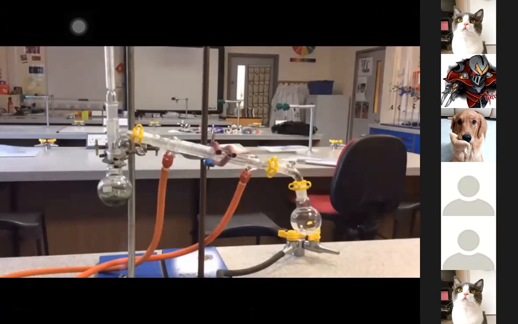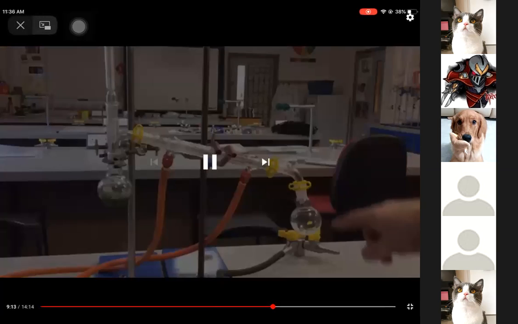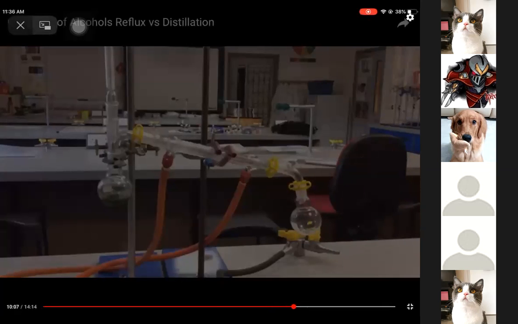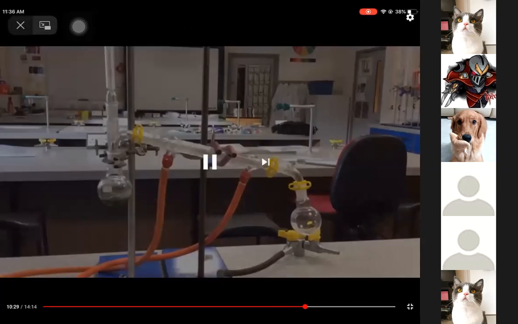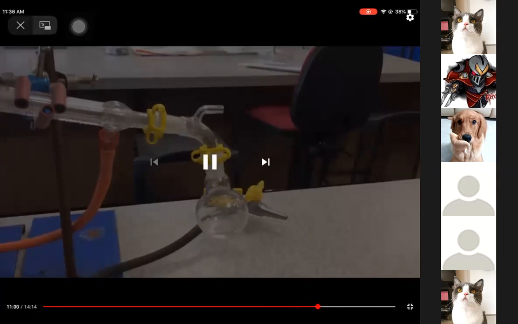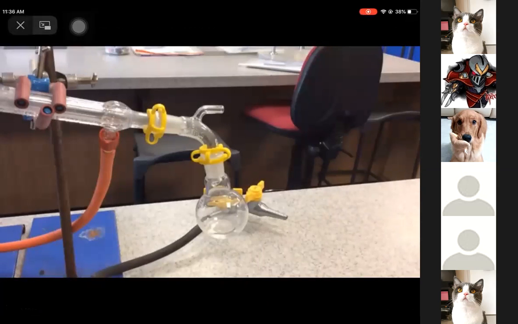Let's see. Yes, okay, pay attention. On the right hand side, we're going to get the aldehyde. Okay, so if we're zooming a little bit, you can see the aldehyde is being collected in that round bottom flask.